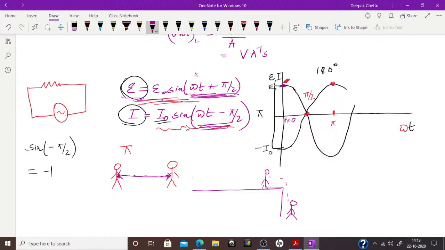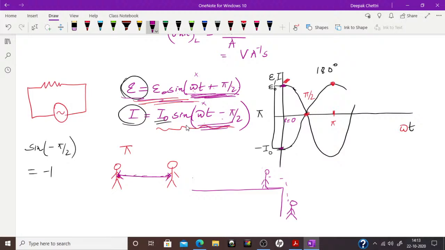So E is here. During the same time, where will I be? I will be here. Why? Because if I put t equal to 0, again this term will disappear, and I will get sine of minus pi by 2, which is minus 1. So if I put minus 1 here, I'll get minus I naught, which is here. Understand? So you can see there is a gap of pi between these two. How do you know it's a pi?